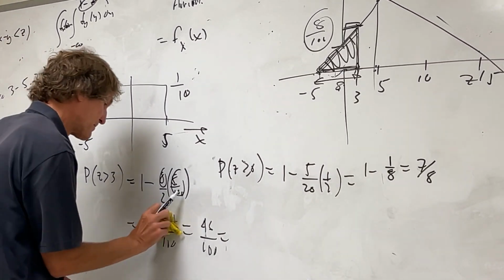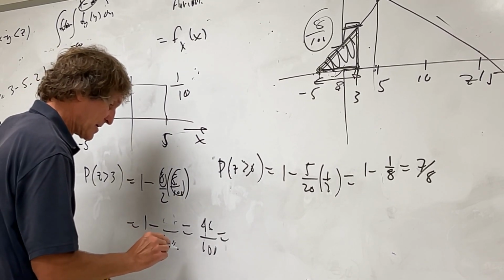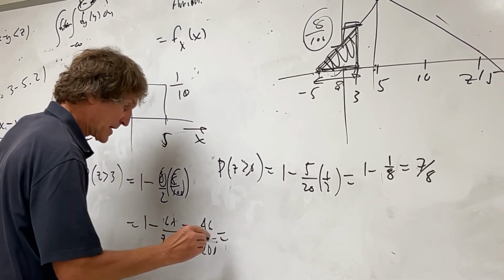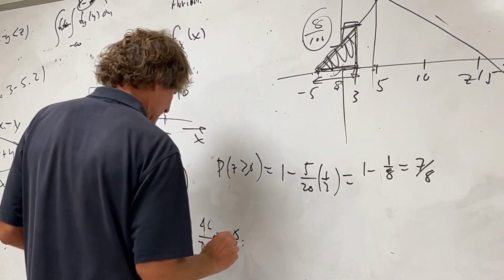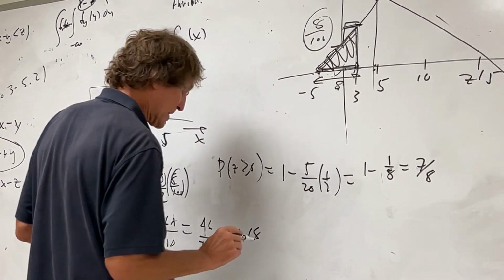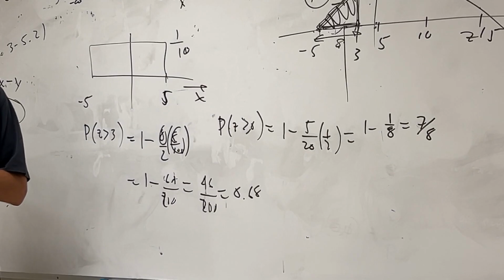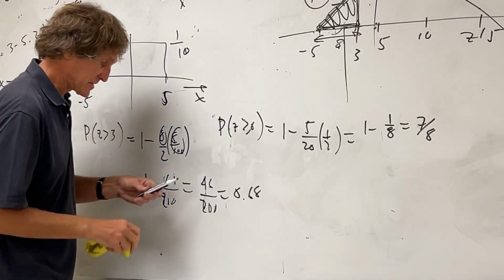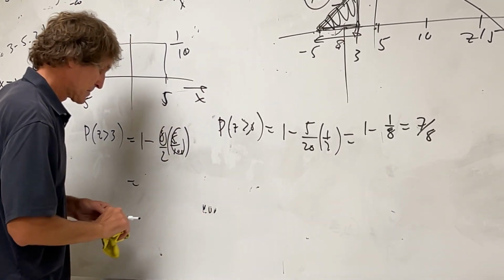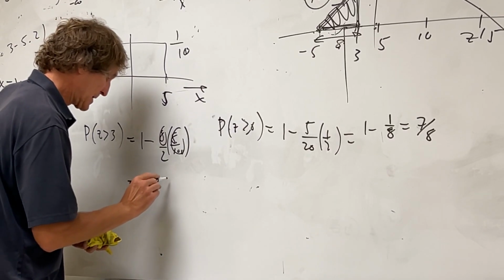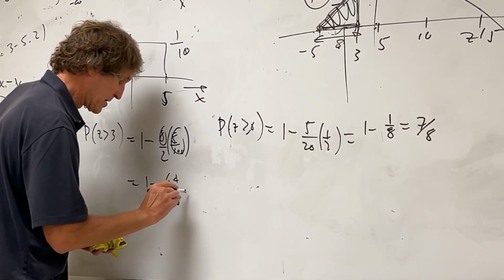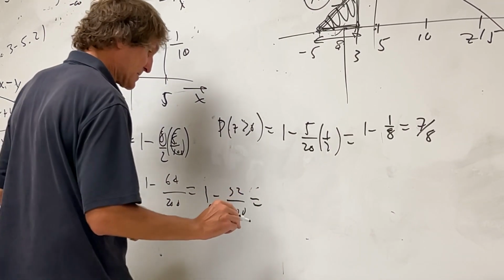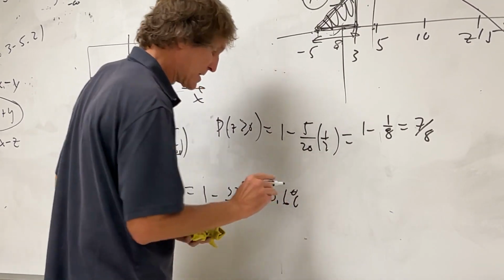Yeah, you're right. 32. This would be 200, 64 over 200. And that's what? You got 0.68. That's right. I believe that's right. Y'all with me? So it should be 1 minus 64 over 200, or 32 over 100. 1 minus 32 over 100, and that's going to be 0.68.